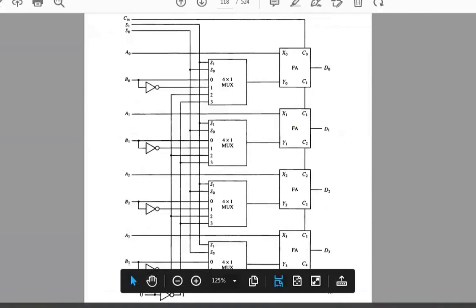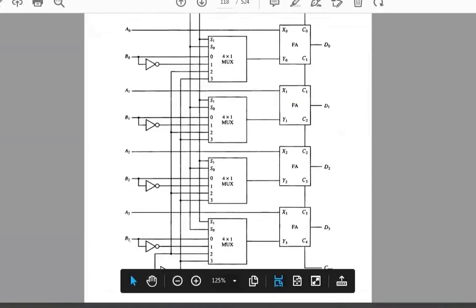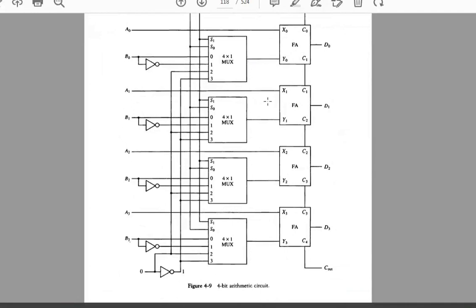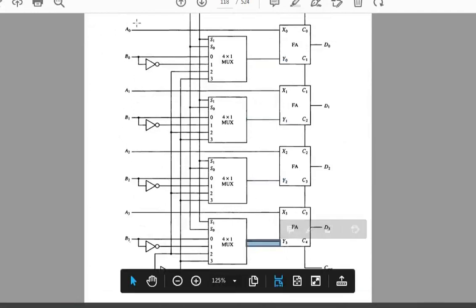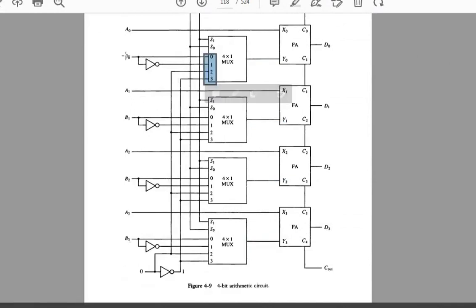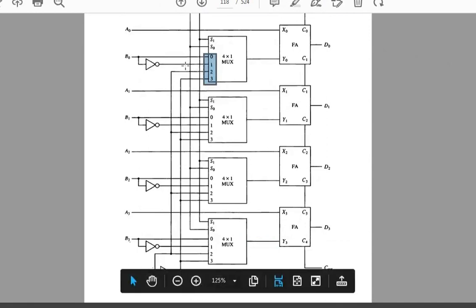In this circuit, what we are doing? We are taking 4 full adders. First input to the full adder would be A. Okay. Second input would be coming out from a multiplexer. In multiplexer, what we are doing is we are providing 4 values. What are my 4 values? B, B dash, 0 and 1.